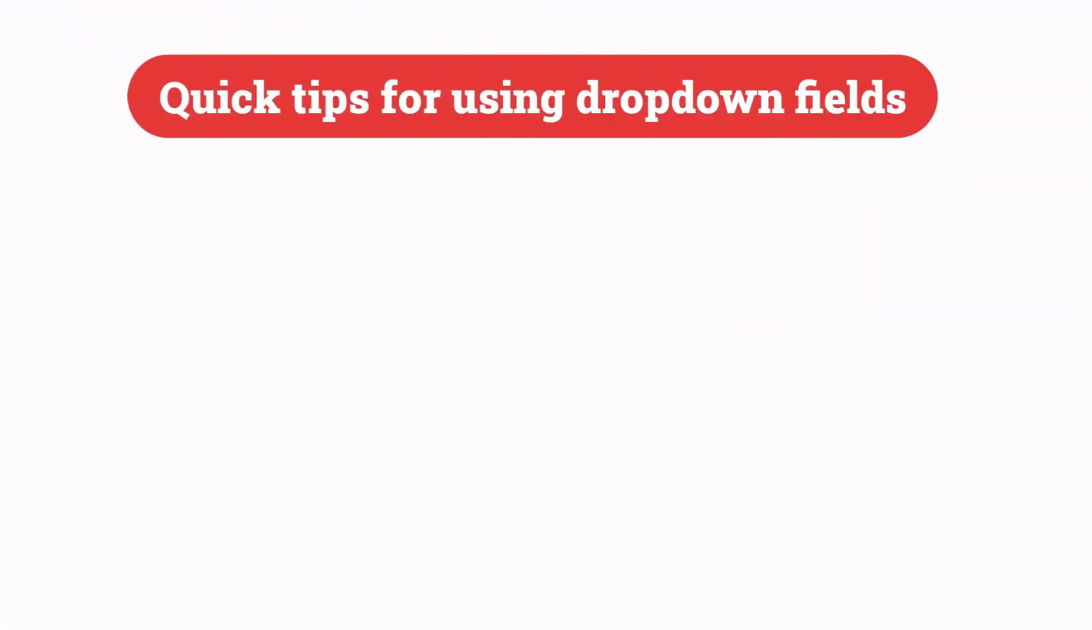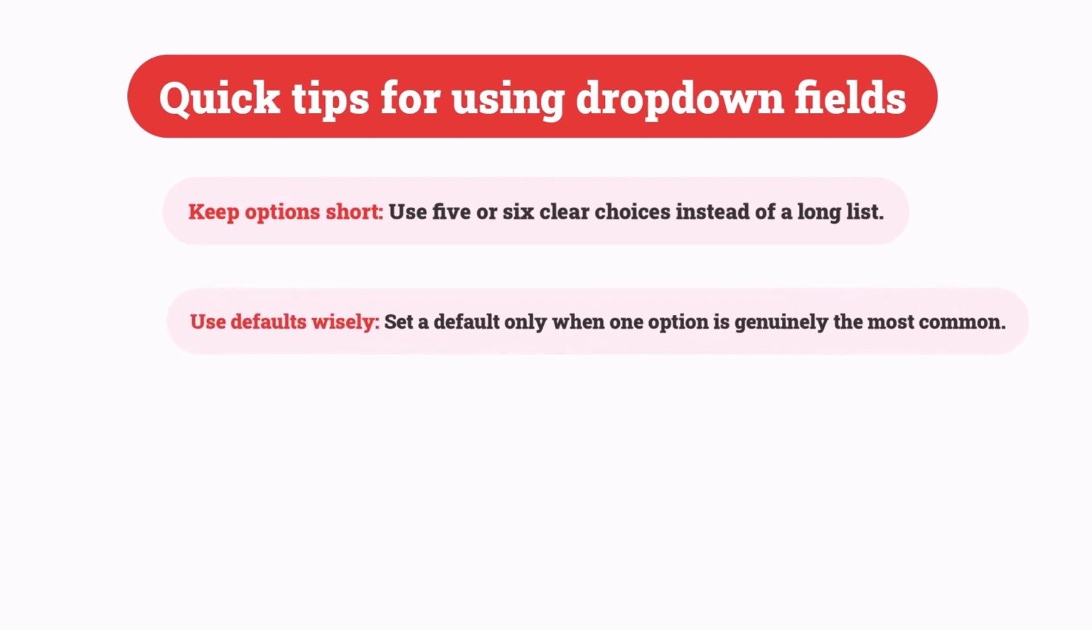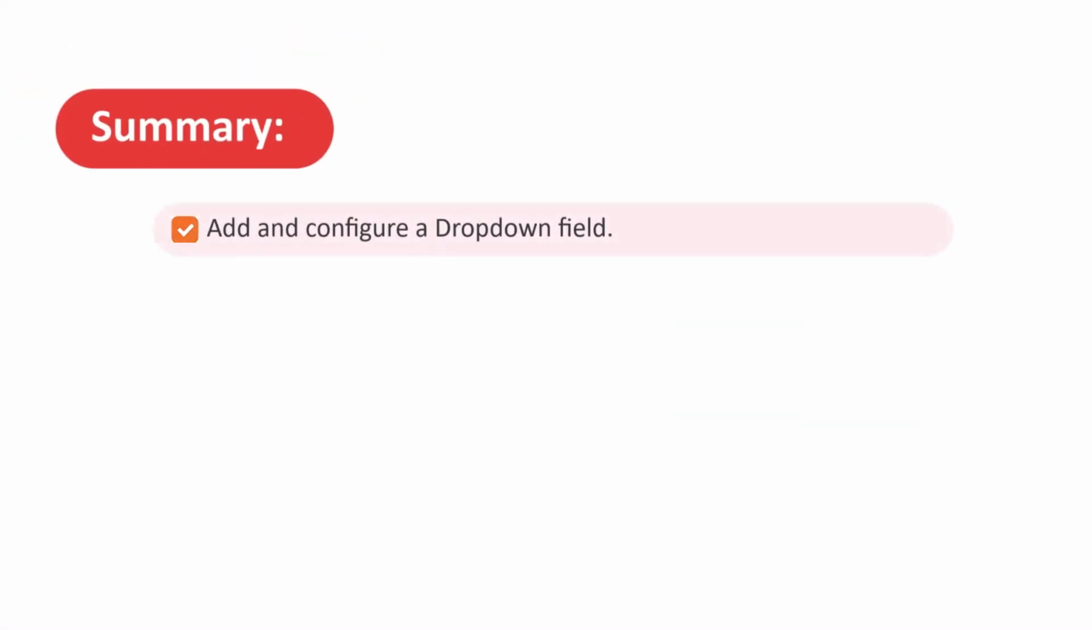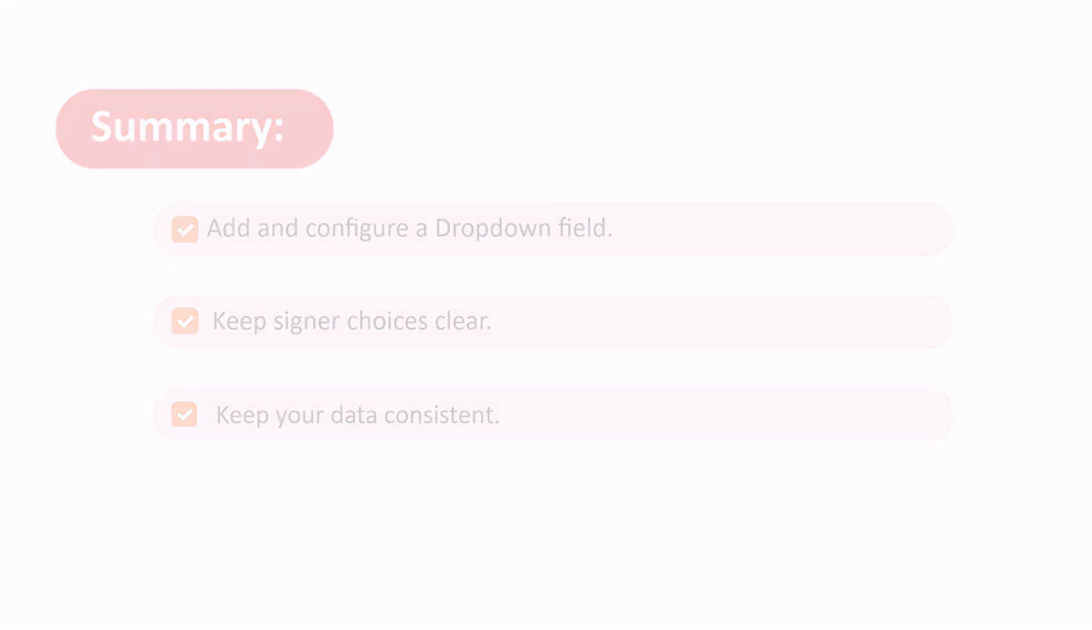A few quick tips. Keep your option list short and specific. 5 or 6 clear choices beat 15 vague ones. Use a default value only when one option is genuinely the most common case, not just to save a click, and label the field clearly enough that no one has to guess what they're choosing between. That's how you add and configure drop-down fields in BoldSign to keep your documents clean and your data consistent.